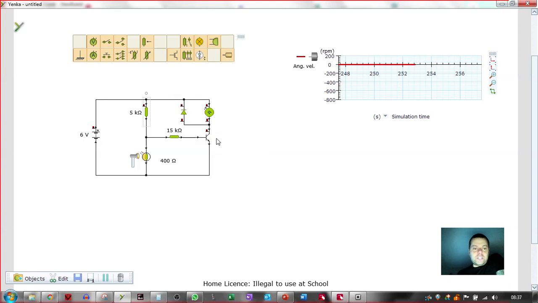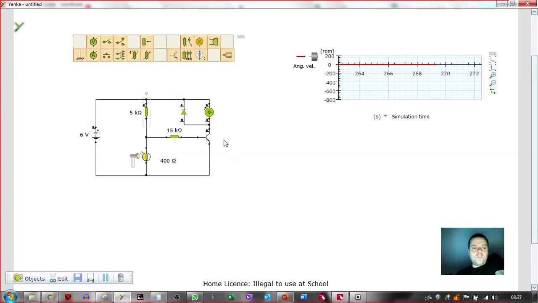applications of this. So what we've got here is two protective components: the base protection resistor to protect the transistor from too much current from the supply, and a diode across the electromagnetic output device, in this case a motor, and that basically protects the transistor from back EMF that is generated when we switch the motor off.